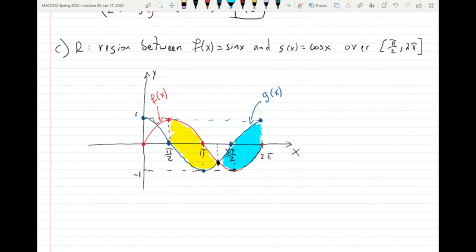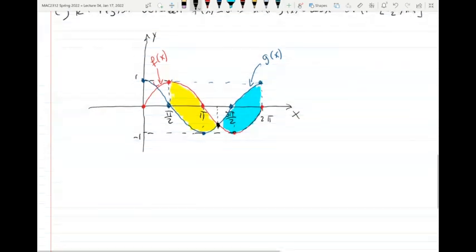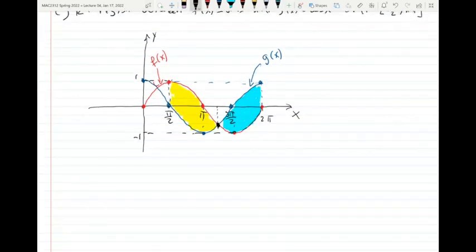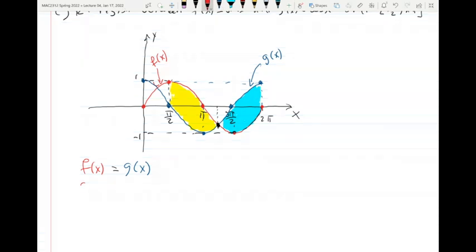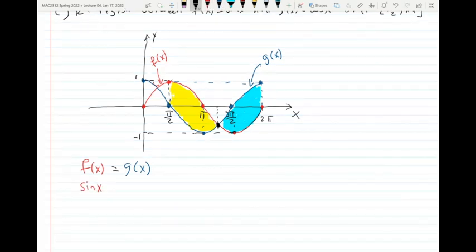Let's do it. So how do we find the point of intersection? What do we need to do? Set them equal to each other. So we need to set f of x equal to g of x, and we need to solve. So sine equals cosine.